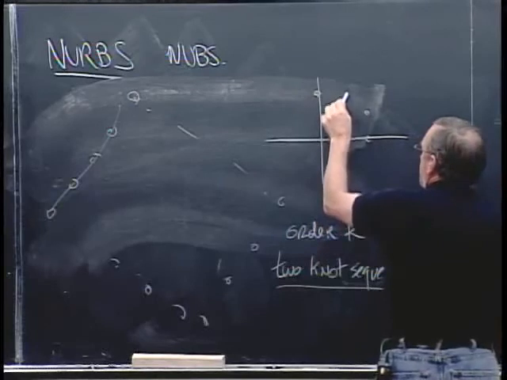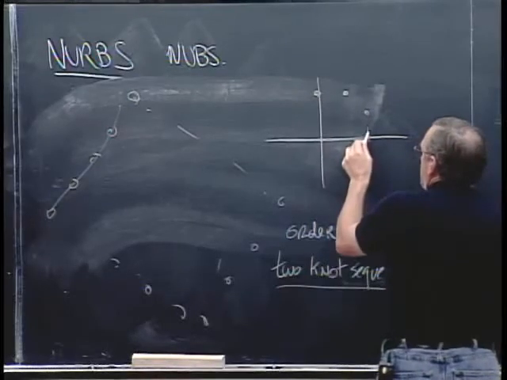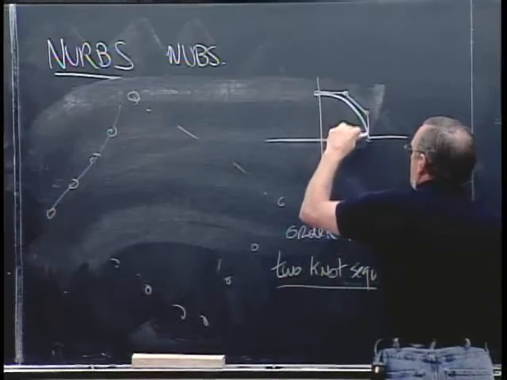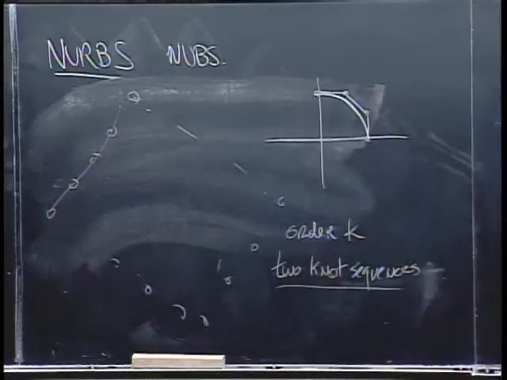Bezier curves kind of look like this. Here's the circle. It would kind of look like this. Okay. Now, unfortunately, it takes a little while to prove this, but you can prove that with a corner cutting algorithm you can never get a circle out. It'll be close, but it'll never be a circle.